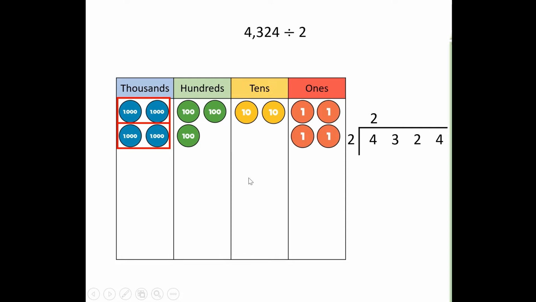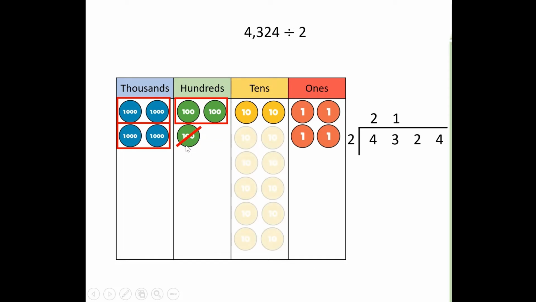Let's move on to the next section. The hundreds. How many groups of 2 are in the hundreds column? I can see 1 group of 2, so I'm going to put my 1 here. Again, please remember, this would be 2 times 100, which would give you 200. We're saying it for ease. We're saying how many groups of 2 go into 3. Obviously, we know that that 3 is actually 300. Now, we've got a little bit of a problem here because we've got 100 left over. What do you think we need to do with that 100?